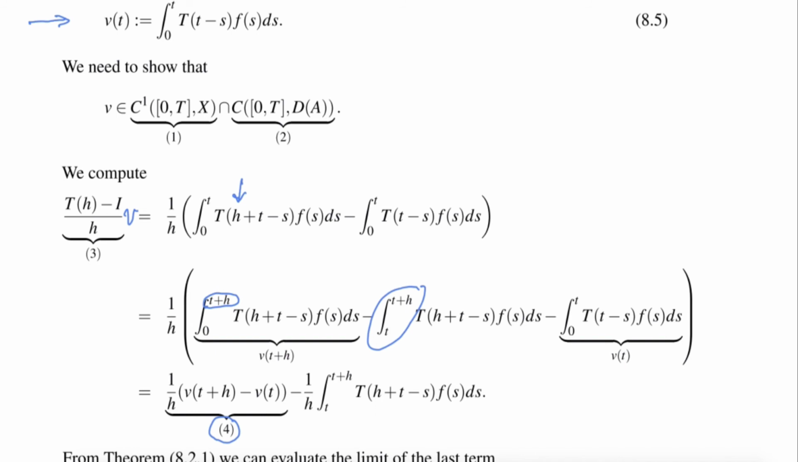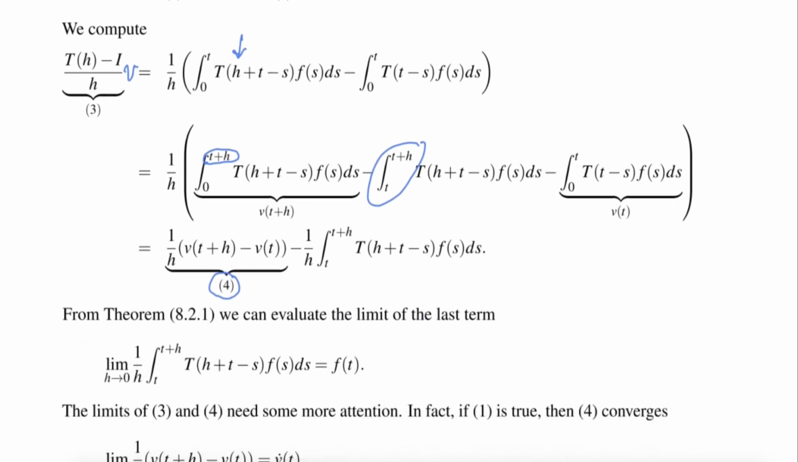And now we would like to take the limit as h goes to 0. So can we do that? Let's see. From the fundamental theorem again, we can do it for this term. The expression we get here converges as h goes to 0, when we divide by h, to f of t. So this was one of the properties we have seen earlier. So that's all good. But how about the limits of 3 and the limits of 4? Well, one thing we can see clearly is if 3 converges, and this is an equality, then also 4 converges. Vice versa, if 4 converges, then also 3 converges. But still, we need at least one of these.